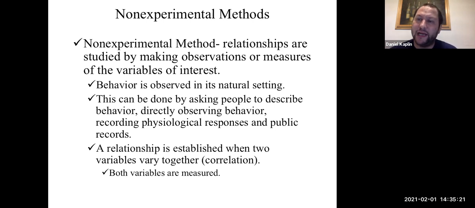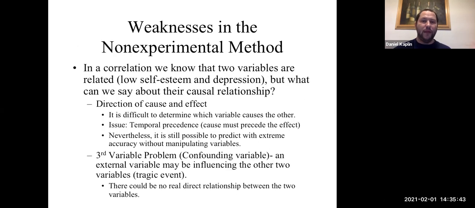But observational strategies are also non-experimental. So if you're doing a naturalistic observation, or you're doing a systematic observation, if you're doing physiological response or looking at public record, and you're observing them, that's not experimental. Now, what are the weaknesses in non-experimental methods? I'll show you. There are two problems: the issue of cause and effect and confounding variables.